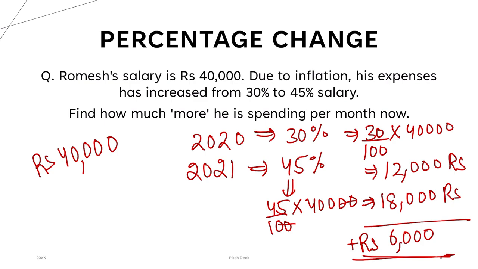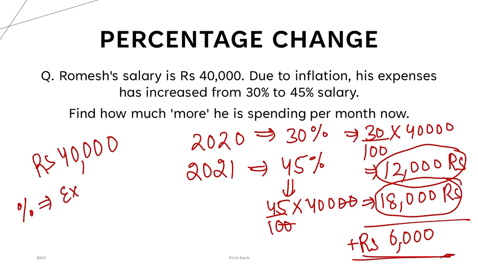Right, this is how you calculate the value of expenses when the percentage of expenses is given to you and the total salary is given to you, and we have simply used that formula. As I have already told you, percentage is expenses divided by total salary. If you want to calculate expenses, expenses is percentage multiplied by total salary. This is what we have used in this question, right?